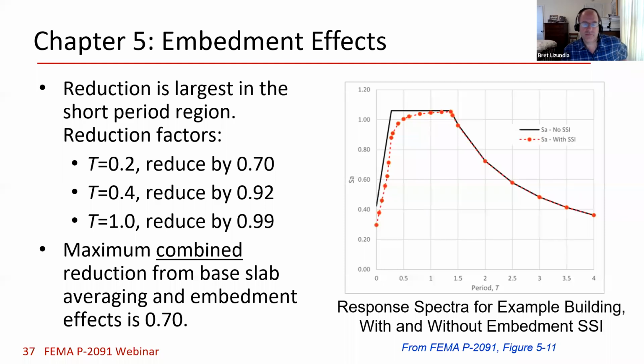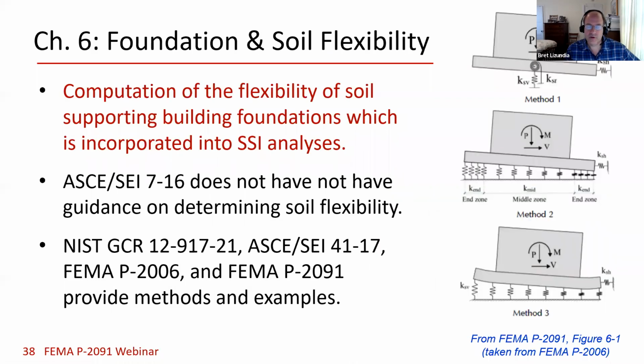So, we then put that on, here's the black, no SSI, we do those reductions, and here's what that reduced value gives us. We can combine the two effects. So if we had a building that's big enough to qualify for base slab averaging and deep enough to have some meaning, you can actually combine those effects, but you can't make the reduction any less than 0.7. Another one of these arbitrary, don't go any lower than this, things in the building code.